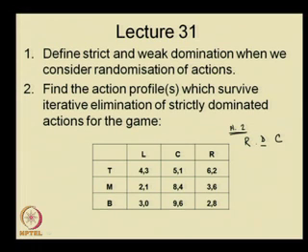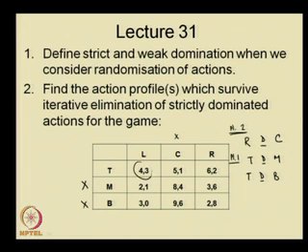We also see that once C is ruled out, for player 1, T is dominating M. So, M is going out. T is also dominating B. So, B is also going out.